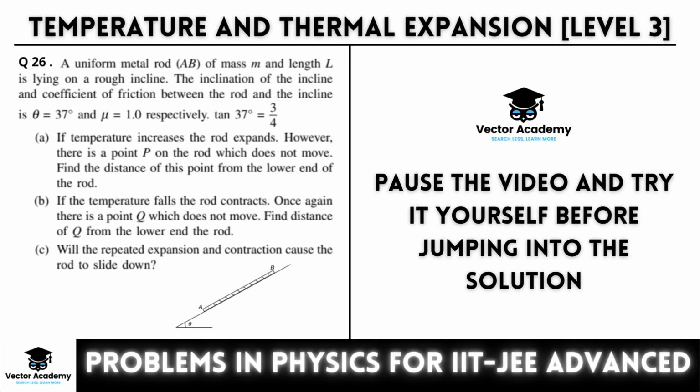B. If the temperature falls, the rod contracts. Once again there is a point Q which does not move. Find distance of Q from the lower end of the rod. C. Will the repeated expansion and contraction cause the rod to slide down? We at the Vector Academy recommend to pause the video and try it yourself before jumping into the solution.